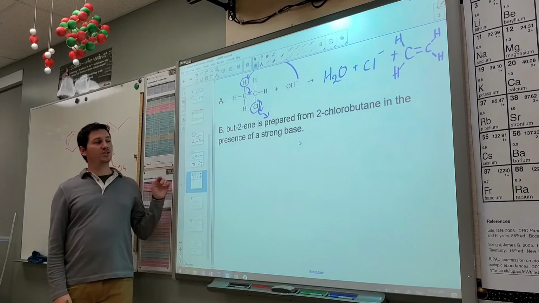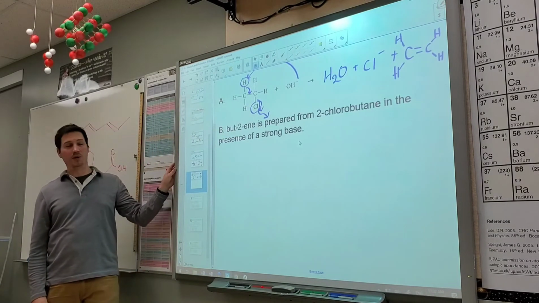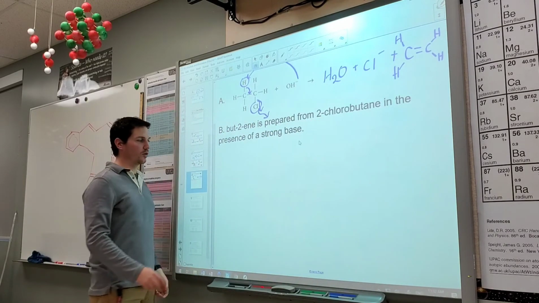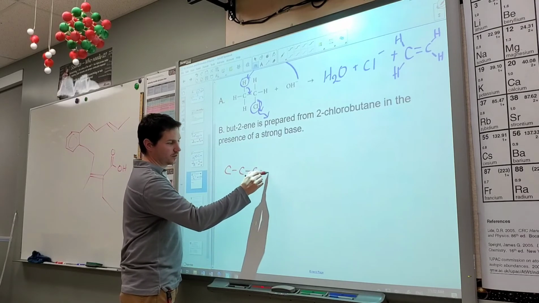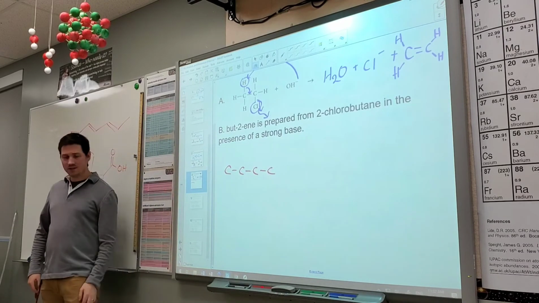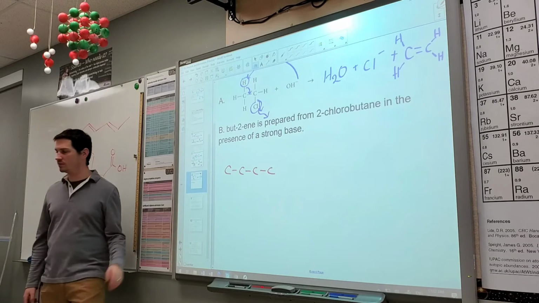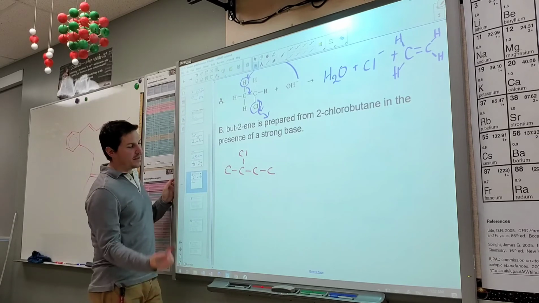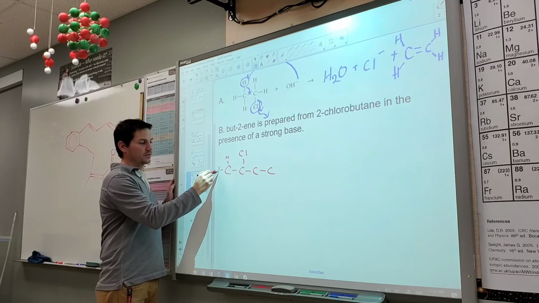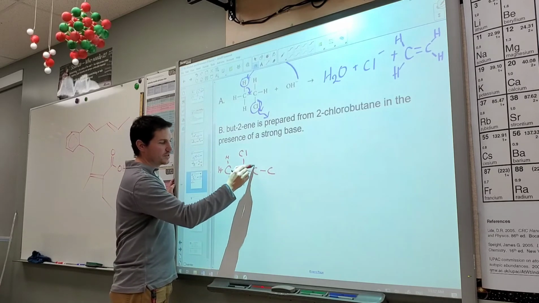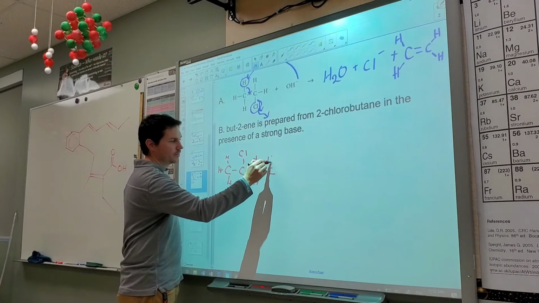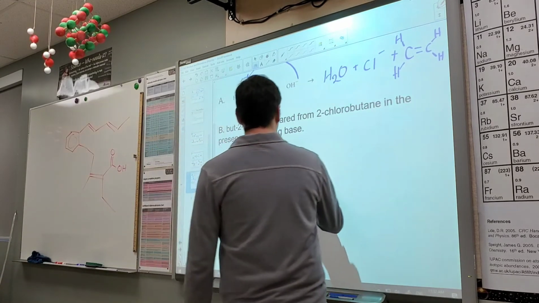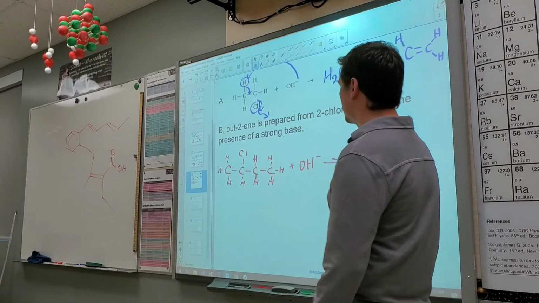But-2-ene is prepared from 2-chlorobutane in the presence of a strong base. So what that means is 2-chlorobutane. Let's draw out 2-chlorobutane. 4 carbons. What's attached to the second carbon in 2-chlorobutane? A chlorine. And there's hydrogens all over the place here, right? There's hydrogens everywhere. We're going to react this with a strong base.